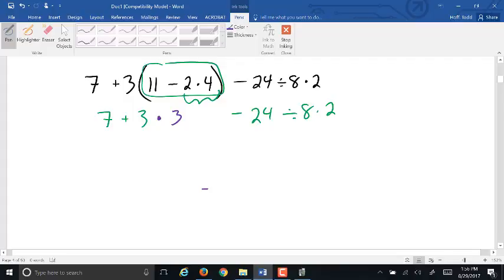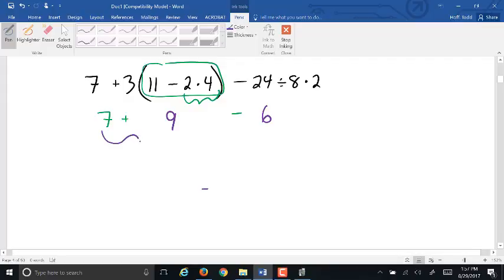Now what? We're going to do multiplication, division, left to right. 3 times 3, which is 9. What's next? 24 divided by 8, which is 3. Then we can do the 3 times 2, which is 6. Remember, multiplication and division happen at the same time, so we just go left to right with them.